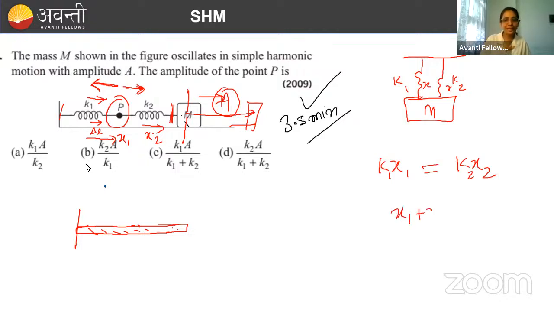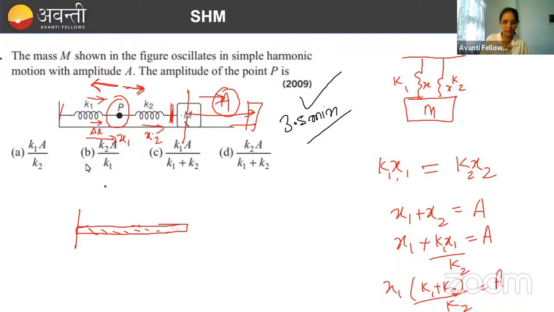Now what else? X1 plus X2 will be equal to A. Solve these two. You just need to find X1 because the amplitude of P will be the same as X1. So we need to calculate X1. So let's put the value of X2 here. X1 plus X2 can be written as X1 plus K1 X1 by K2. That is equal to A. Now you see carefully here, take X1 common. This will become K1 plus K2 divided by K2, times X1, equal to A. So X1 is equal to K2 A divided by K1 plus K2. So the correct answer will be B.